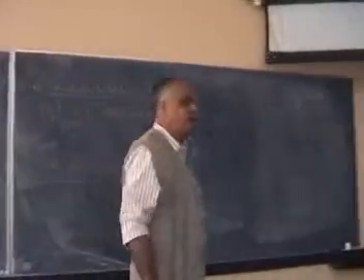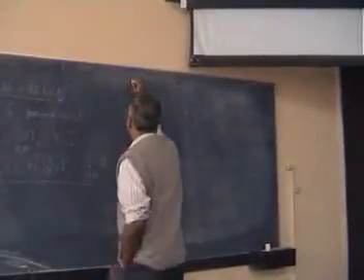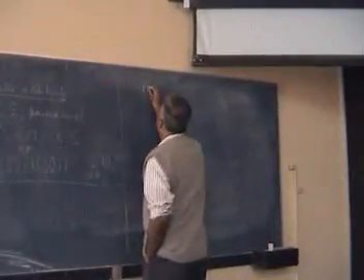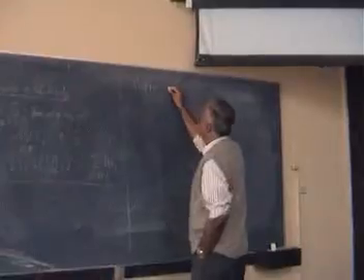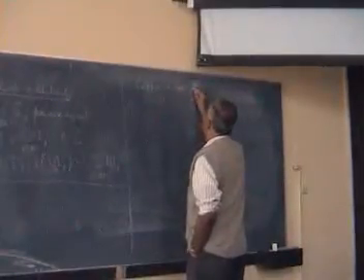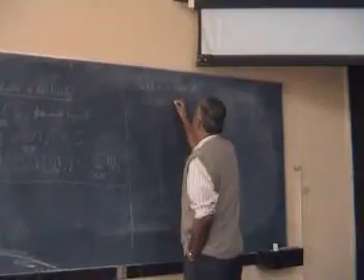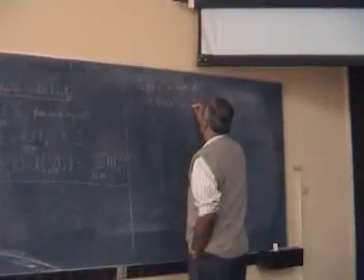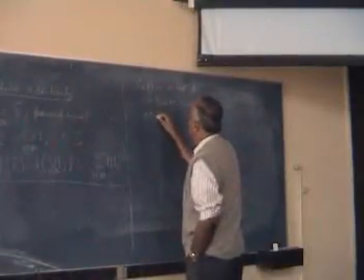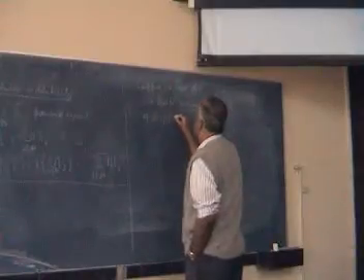Okay. So what we do is, suppose a set A is a finite union of disjoint intervals.